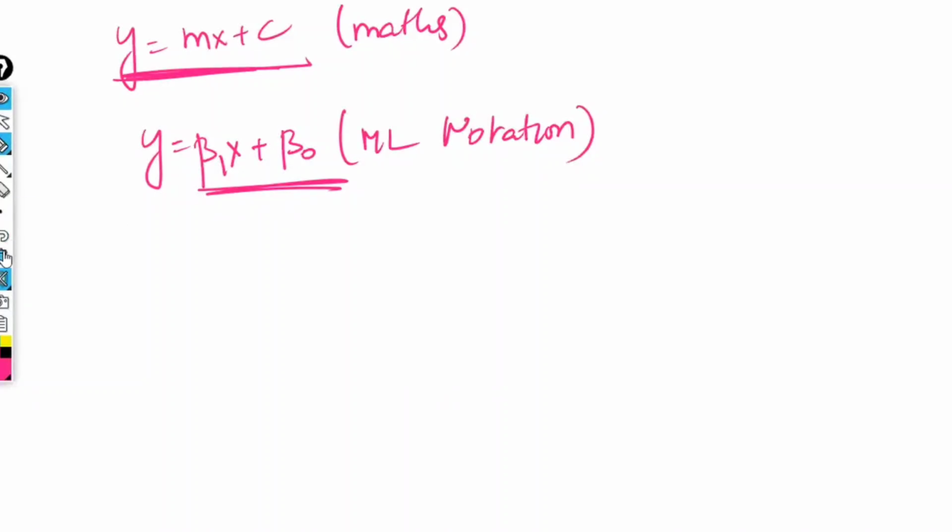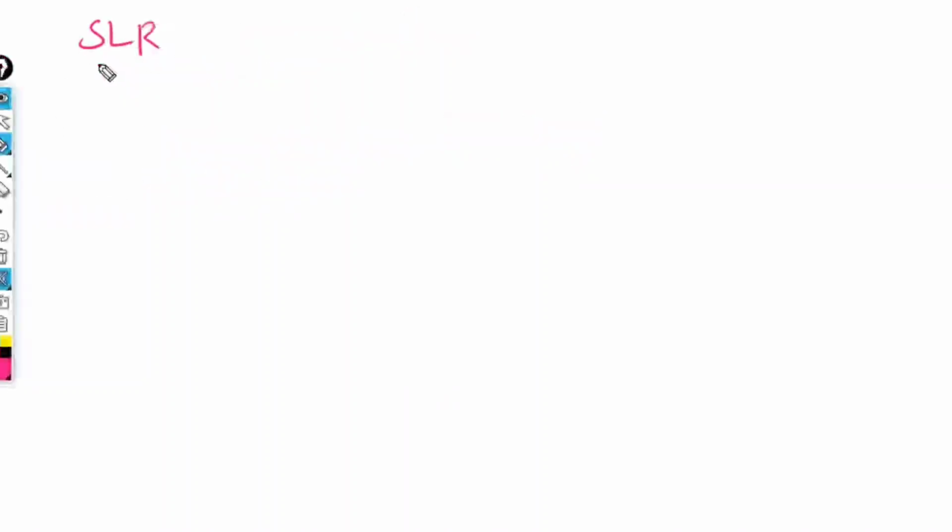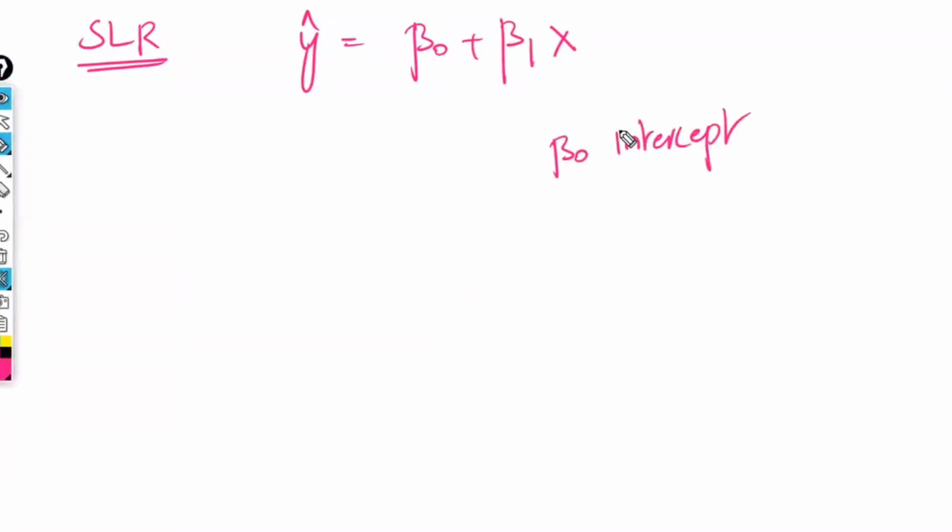So here the simple linear regression equation is y hat is equal to beta naught plus beta 1 x, where beta naught is the intercept value and beta 1 is the slope of the x variable.